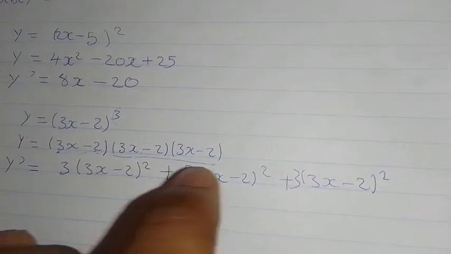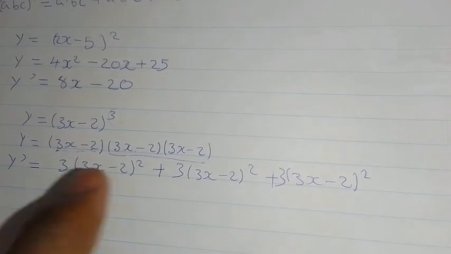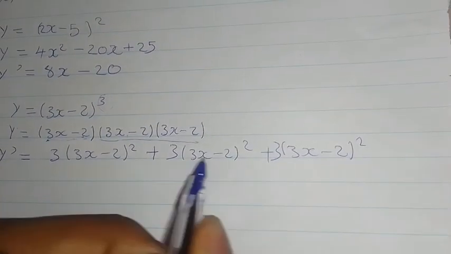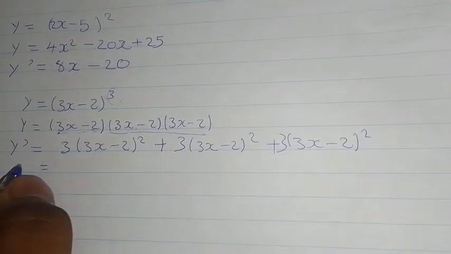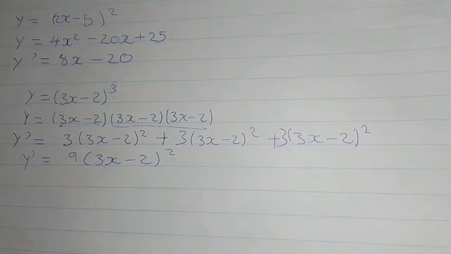Notice that you can just pick up the terms here. These are identical terms. So you have 3 multiplied by this plus 3 multiplied by this, so you can just add them because these are like terms. You have 3 plus 3 plus 3, that's just going to give you 9. So that says that y prime equals 9 times (3x minus 2) squared. How cool is that? But now notice something here.